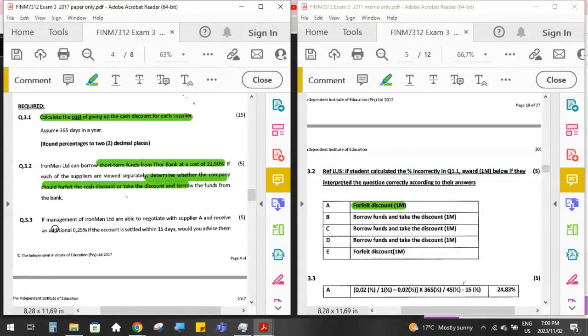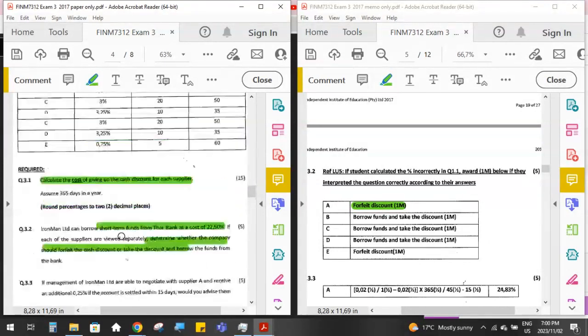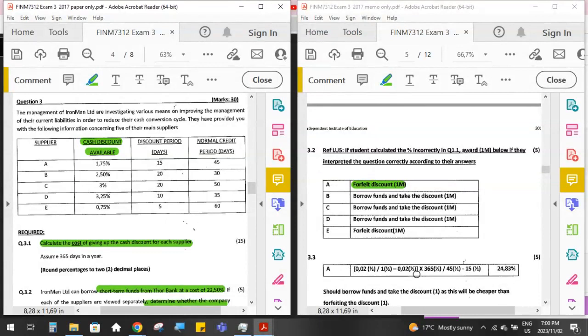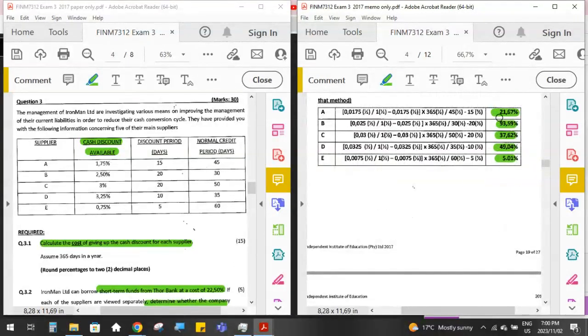And then 3.3 says, if the management are able to negotiate with supplier A and they receive an additional 0.25% discount. So in other words, they have increased their settlement discount from 1.75 to 2%. Will we change our decision? So you then have to just recalculate the cost of not taking the discount, which now is going to be 24.83%. It was 21.67, which was less than the cost of taking the discount.